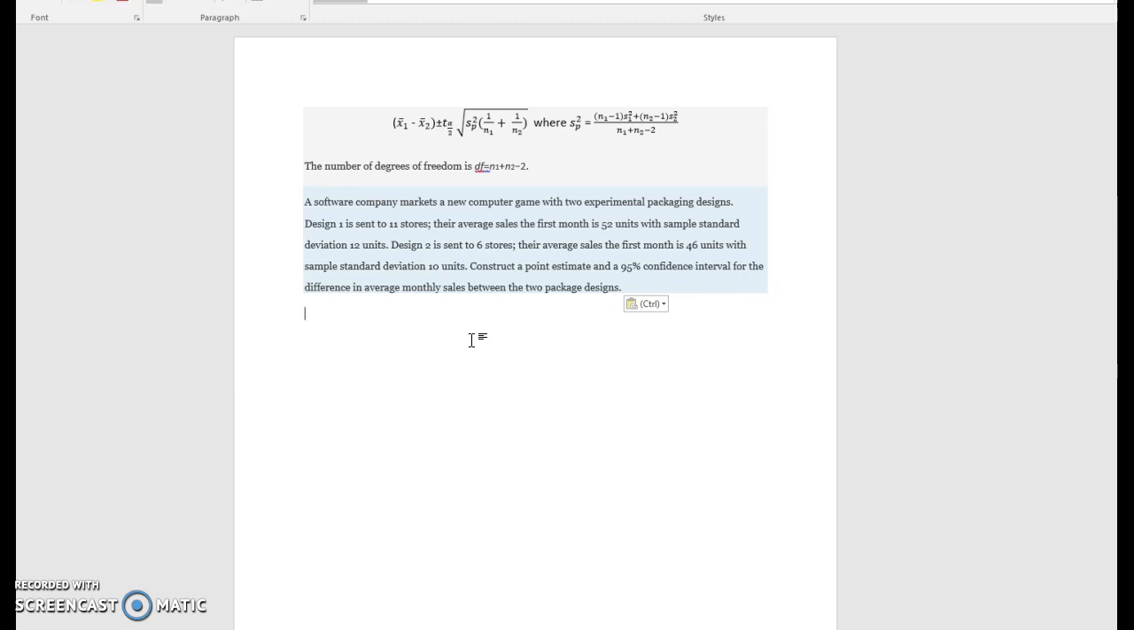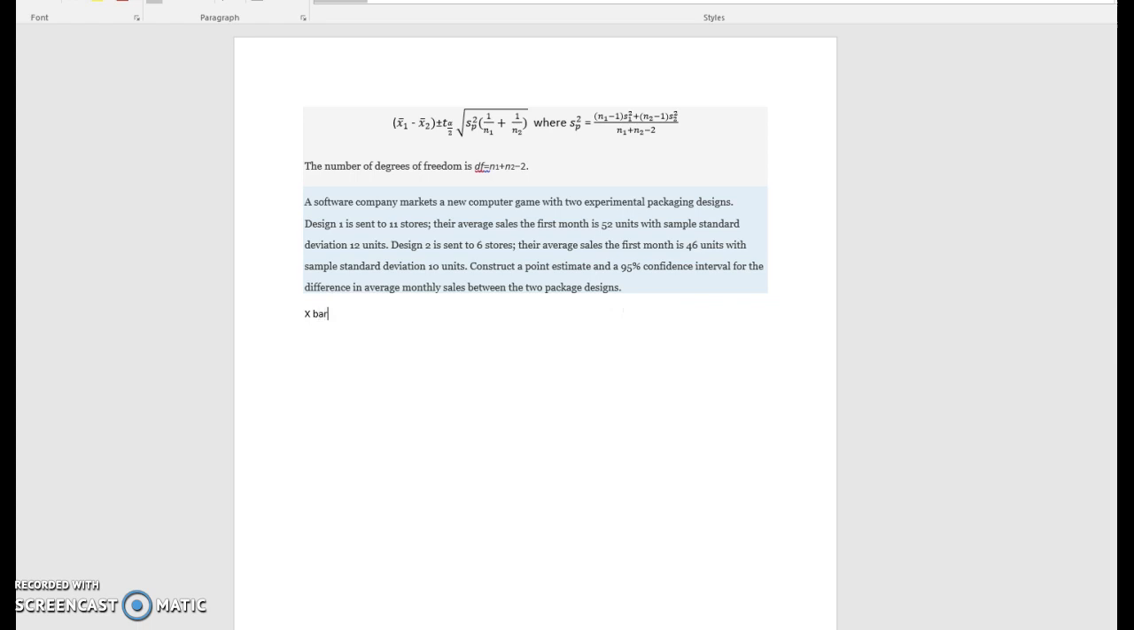Design 2 is sent to 6 stores. Their average sales the first month is 46 units with a sample standard deviation of 10 units. We want to construct a point estimate and a 95% confidence interval for the difference in average monthly sales between the two package designs. Now, let's identify everything.